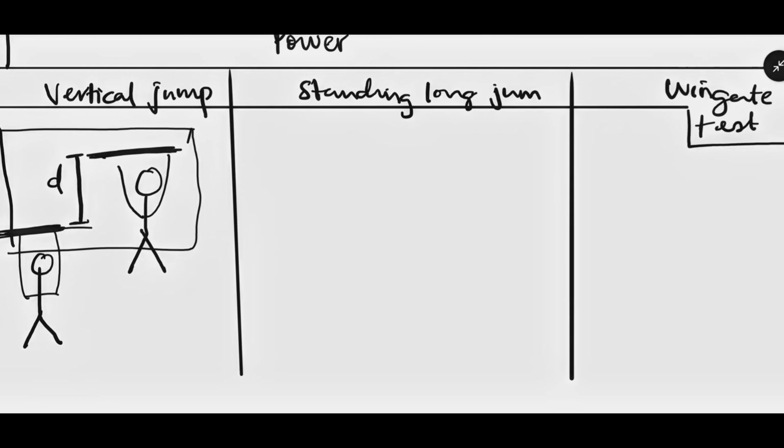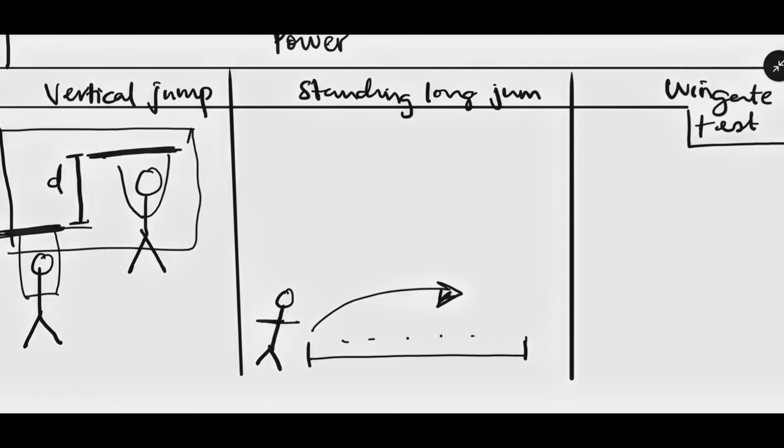Now, standing long jump is very straightforward. You have a particular distance, and from standing, you basically jump as far as you can, and you measure the distance that you've covered. Now, the Wingate test is also a very specialist test, like some tests that we've looked at previously, like the BIA test. So it's probably going to be conducted in a lab of some sort with scientists and really high tech equipment. So the Wingate test is done on cycling equipment.